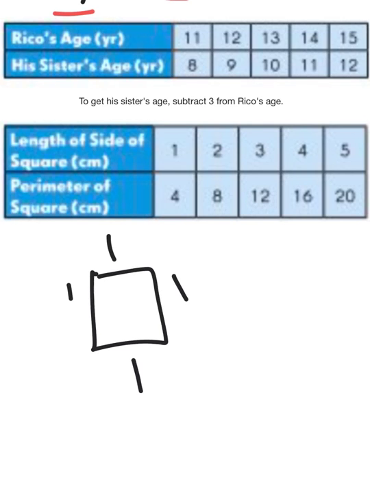So this makes sense. My rule here is multiply each number in the first step by 4, and then you'll get the numbers in the second step. Or in other words, the perimeter of a square is 4 times the length of one side.